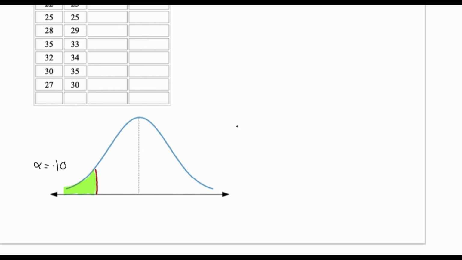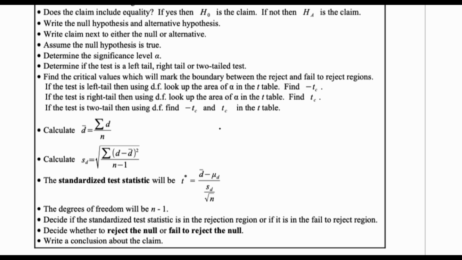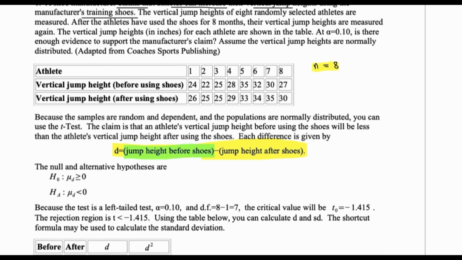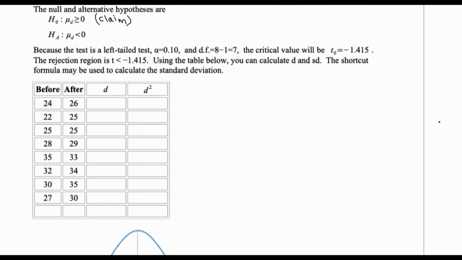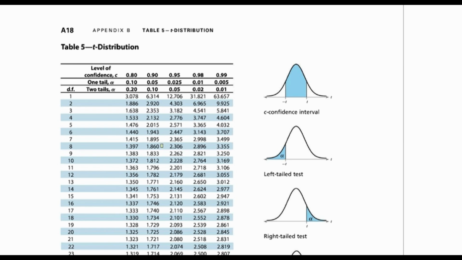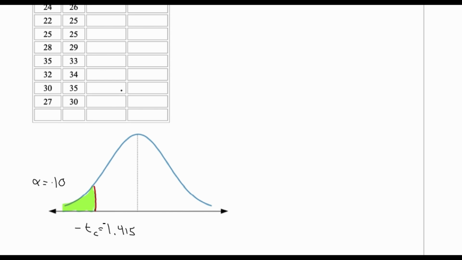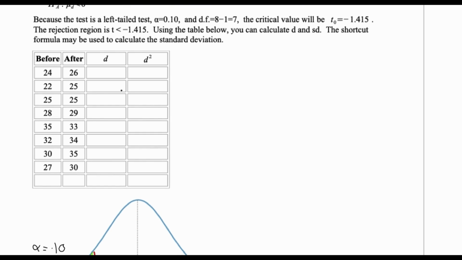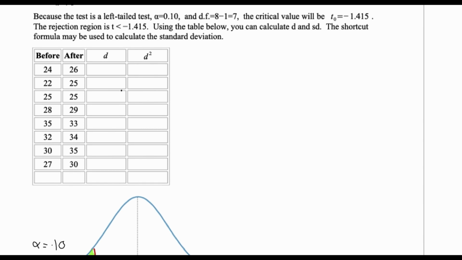We have to find the t that goes along with this. So just like before, we'll use a degree of freedom of n minus 1. It's going to be 7. So I'm going to go to the t table and look up a one-tailed test for an alpha of 0.1. Alright, let's look up the degrees of freedom of 7. Let's find one-tailed 0.1. So we're looking at 1.415.